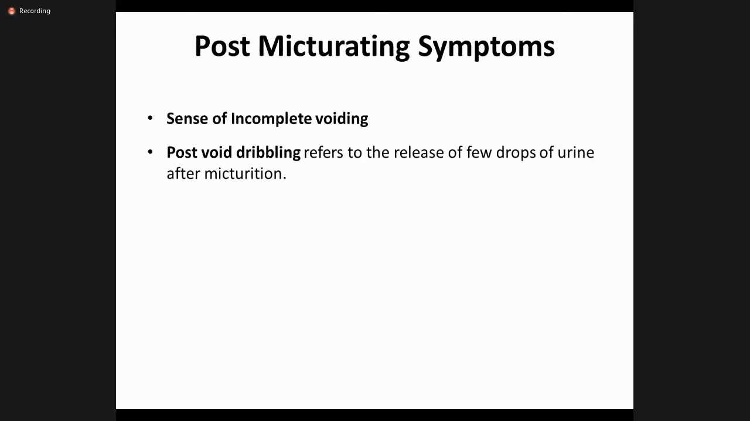Now, the post-micturition symptoms include sense of incomplete voiding. This term already makes clear that the patient will complain that he cannot completely void or cannot completely empty his bladder. He is having a sense of incomplete voiding. And post-void dribbling refers to the release of a few drops of urine after micturition. These are the urinary symptoms, lower urinary tract symptoms, which is also called LUTS.